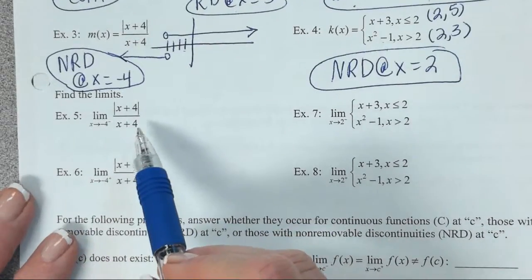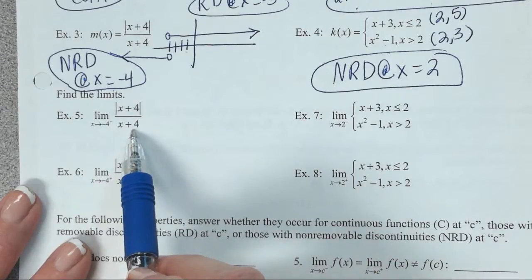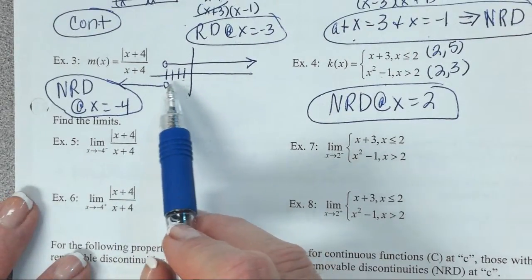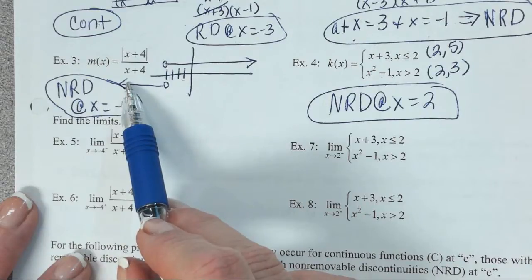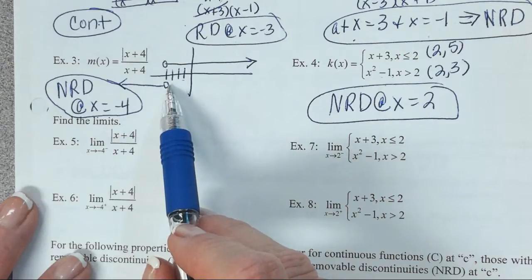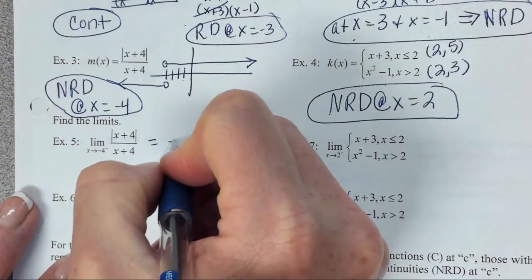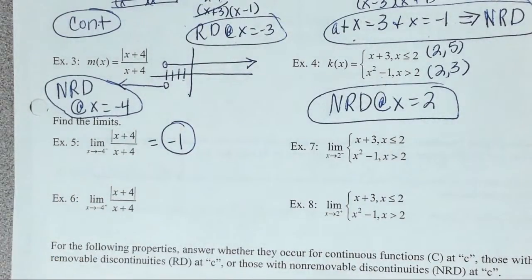All right, so now we're going to find the limits. So the limit as x approaches negative 4 of this function. Well, we have it right here. As we approach negative 4 from the negative side, what's the y value we're going to be approaching there? Lizzie, what do you think? Negative 1, right. So this limit is going to be negative 1. It doesn't matter what it is from the right. It's only asking from the left. So from the left-hand side, we are approaching negative 1.